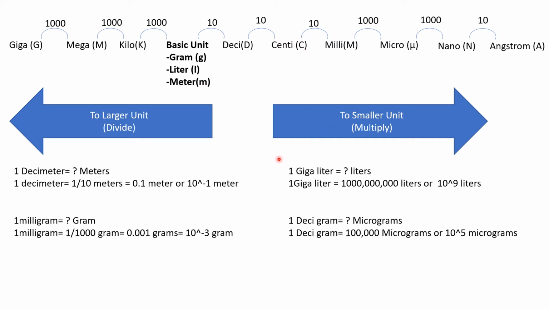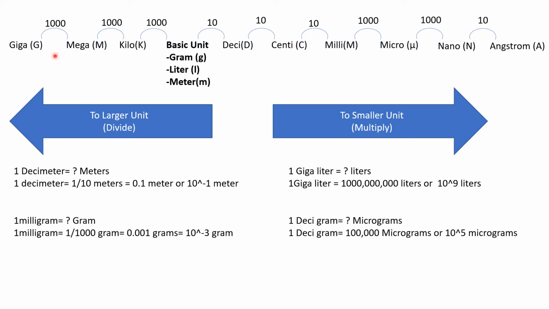Okay, so let's go ahead and take a look at an example if I want to convert to a smaller unit. Let's say that I want to figure out how much is 1 gigaliter. How many liters would that give me? So I want to go from giga to liter. Notice how giga is way larger compared to my liter. So if I want to convert from giga to liters, I am moving towards a smaller unit.